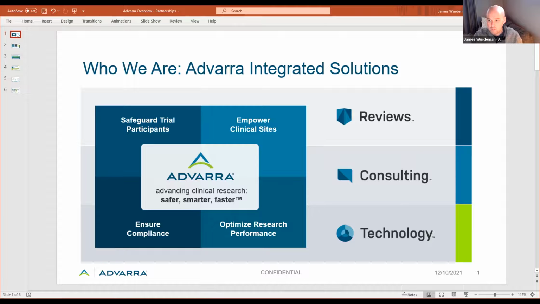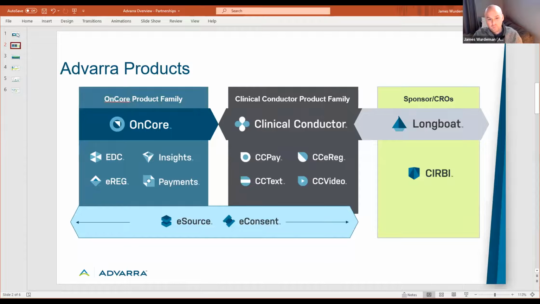And then from a technology point of view, probably where you're most familiar with us, the old Forte Research Systems where I came from, so the Encore suite of products. Also in our technology space, recently we've also added the Clinical Conductor product family. And why that was important to us is Encore, we really focus on academic medical centers, cancer centers, large health systems, where Clinical Conductor is other types of research sites, site networks, dedicated research sites.